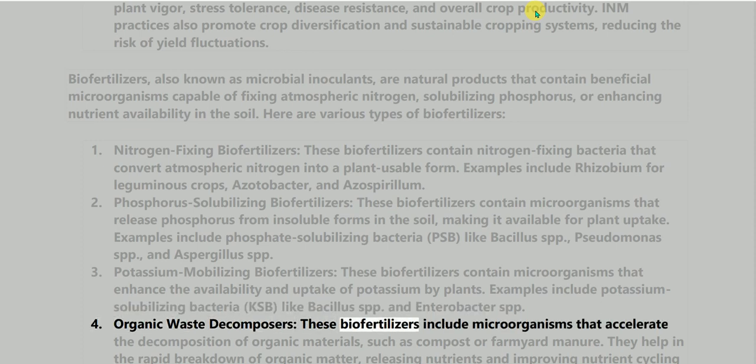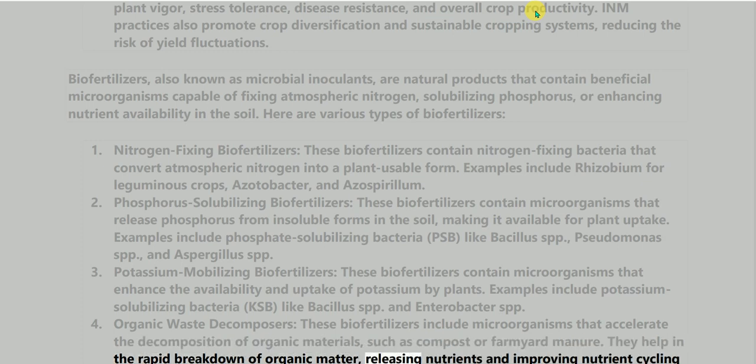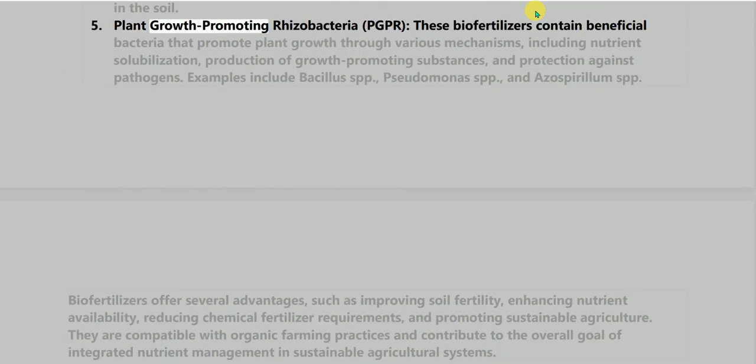These biofertilizers include microorganisms that accelerate the decomposition of organic materials, such as compost or farmyard manure. They help in the rapid breakdown of organic matter, releasing nutrients and improving nutrient cycling in the soil. 5. Plant growth promoting rhizobacteria, PGPR.